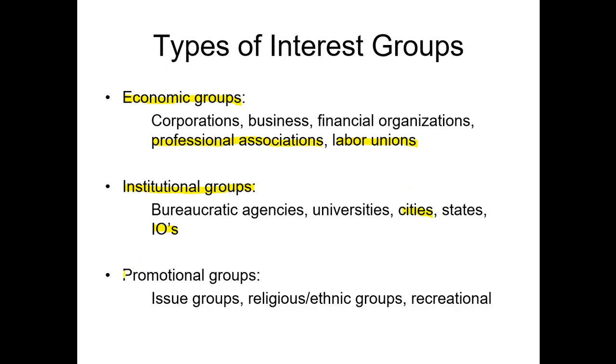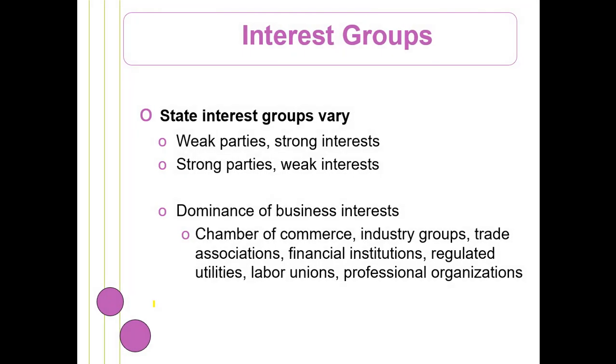Now, promotional groups are the ones that we probably hear the most about, the ones that get media attention. These are the issue groups, the religious or ethnic groups, the recreational groups. Here we're looking at things like the NRA, which gets a lot of press as far as advocating against gun control measures. We have Sierra Club looking at environmental issues. We've got NAACP looking at discrimination issues. We've got AARP that's looking at benefits for seniors. So these are the three basic types of interest groups.